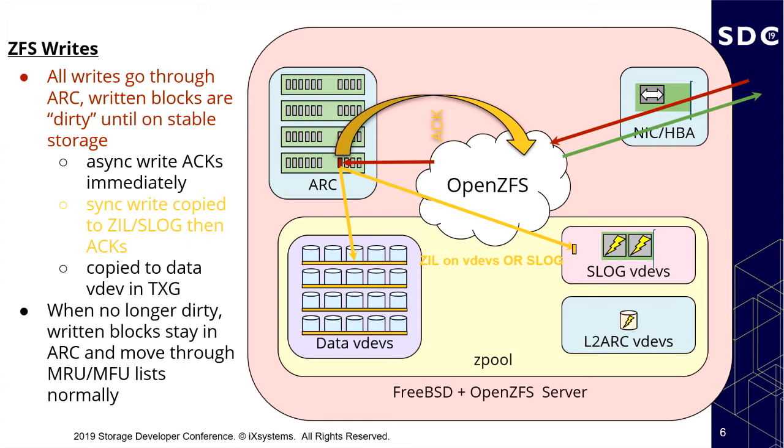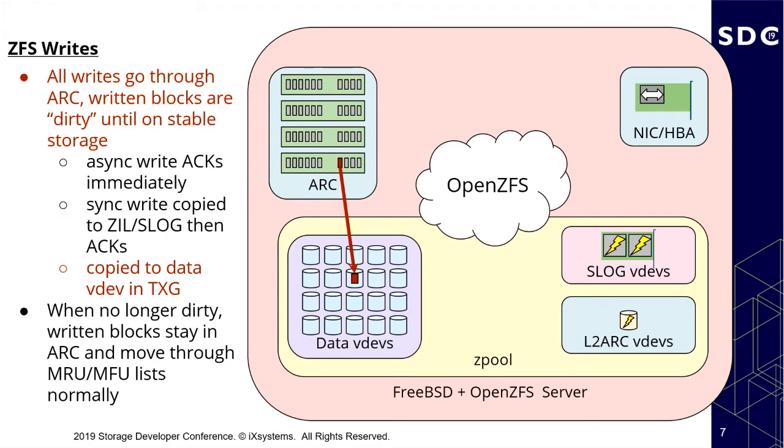So the ZFS intent log by default is sort of striped across all of the data VDEVs, which can be slow if you have a very heavy synchronous write environment. A lot of NFS environments are pretty synchronous heavy. So one way to speed up the acknowledgement process is to put a fast device as a separate log, and that can be an SSD, but it can also be an NVDIMM in certain cases, or an NVMe SSD, either one.